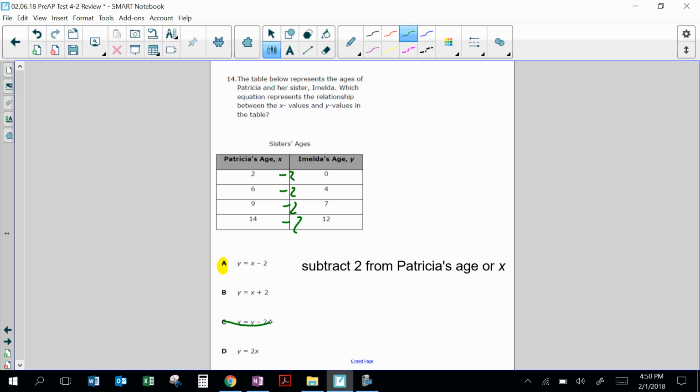Well, it can't be C, it's not in the form of Y equals. It can't be D. A is the only one. Subtract 2. Y equals X plus negative 2, or Y equals X minus 2.